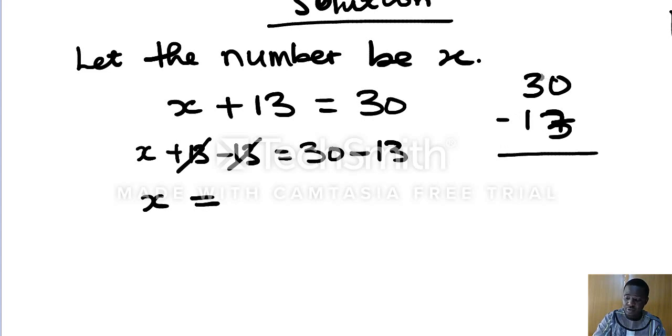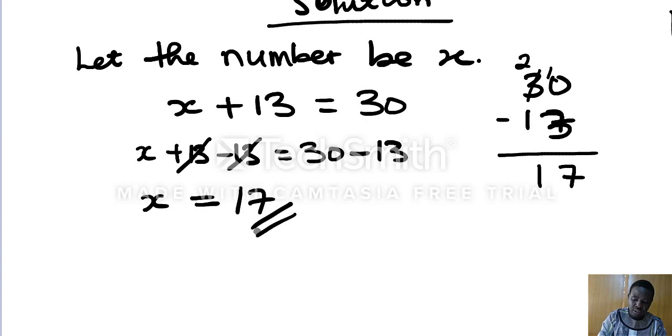3 minus 3 is 0. Borrow 1 from here, this becomes 2. Add it here, becomes 10. 10 minus 3 is 7. And 2 minus 1 is 1. So our x becomes 30 minus 13, which is equal to 17.